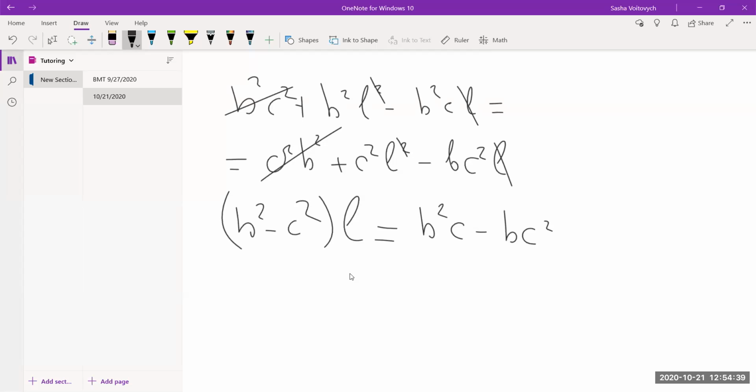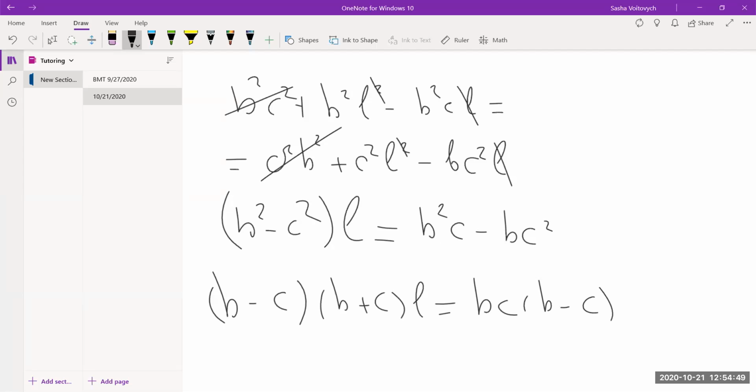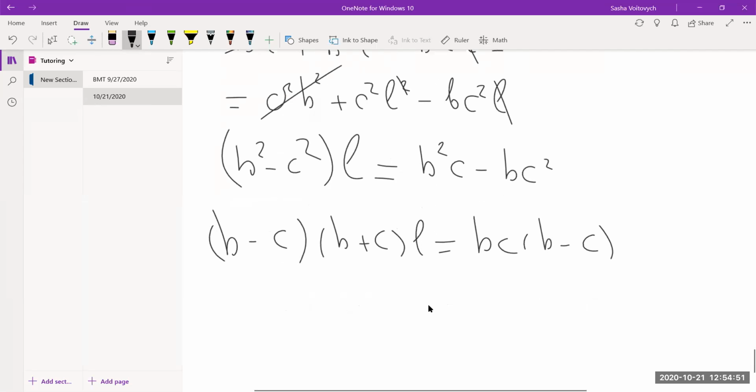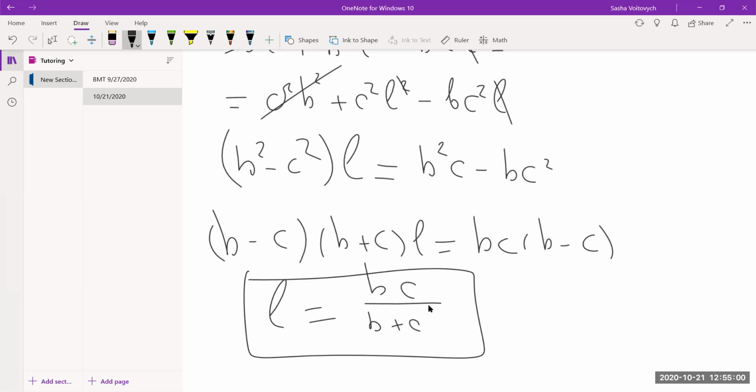So both sides can be factored. L times (B minus C) times (B plus C) is equal to BC times (B minus C). So dividing by B minus C, we obtain L equals BC over B plus C, which is exactly what we need. And we showed that it is enough to show this to have our condition.